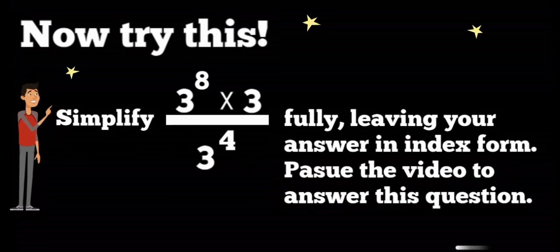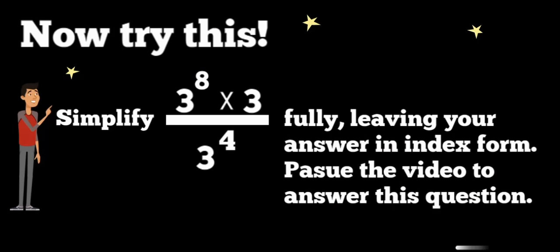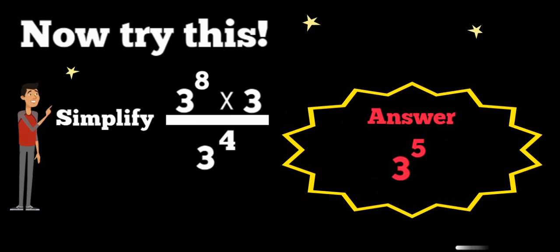Simplify 3 to the power of 8 times 3 over 3 to the power of 4 fully, leaving the answer in index form. Pause the video to answer this question. The answer is 3 to the power of 5.